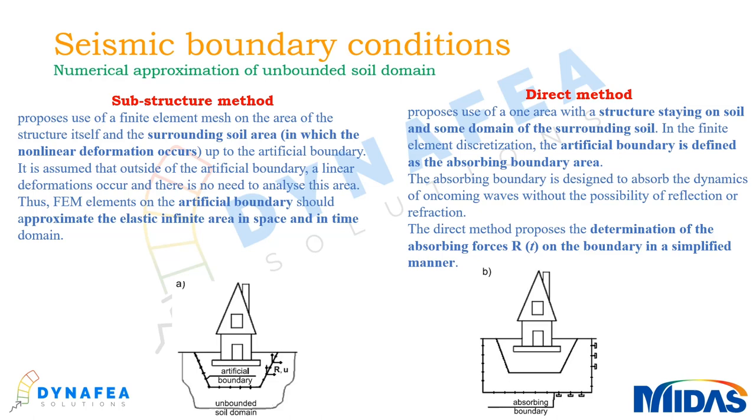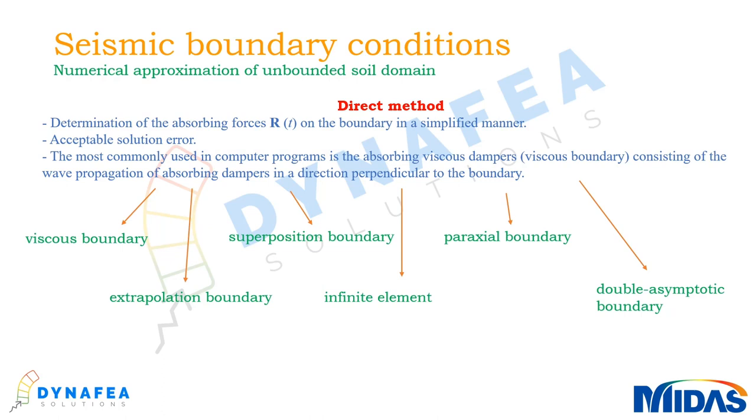Okay, so from now on I will concentrate on the direct method, because it's commonly used in all computer programs. As I said earlier, the determination of absorbing forces on the boundary is done in a simplified manner. So we are aware of the fact that we make an error, but it's absolutely acceptable. Again, it's the best value for money, right? And we have different types of boundary conditions. We have viscous boundary, which is probably most popular, the extrapolation boundary, superposition boundary, infinite boundary, paraxial boundary, and double asymptotic boundary. Of course, in the literature you can find more information about it. We will mainly focus on viscous boundary and infinite element, which are most popular currently.